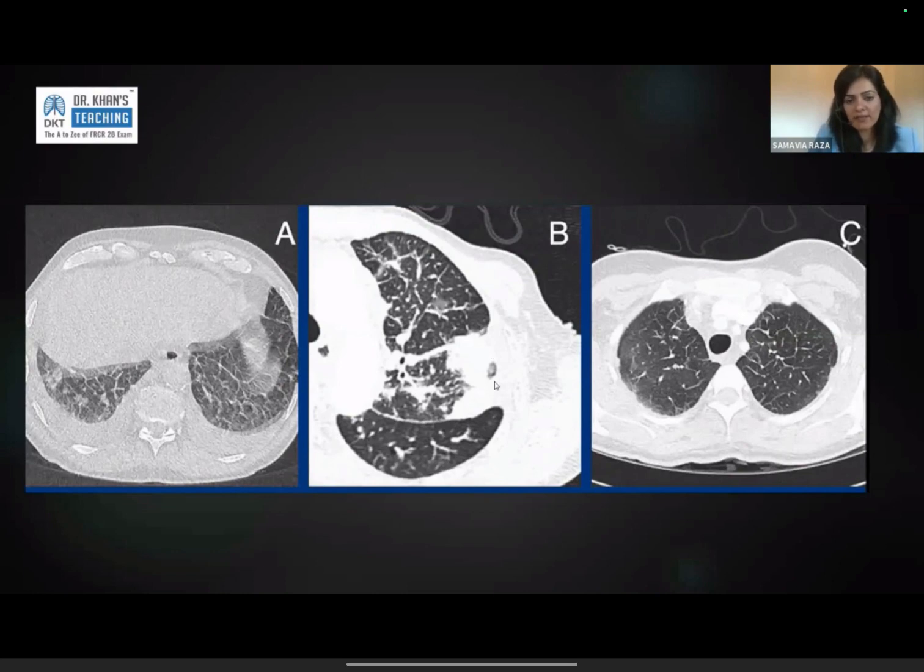This one is just consolidation and causing a bit of architectural distortion around it. So this is just linear atelectasis confusing you, because the other lobe looks pretty okay. The subpleural part of the lung looks okay. And this, in the context of pleural effusion, should not be thought of as ILD. So none of these is actually ILD.